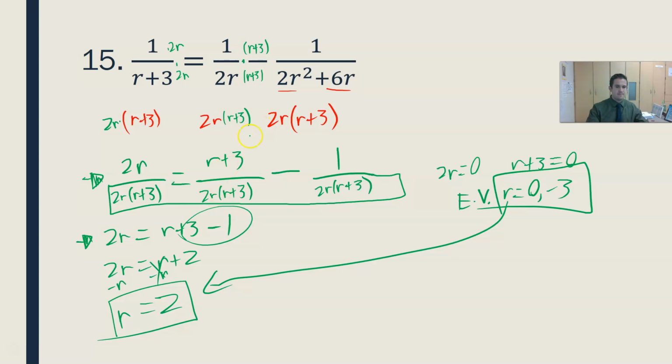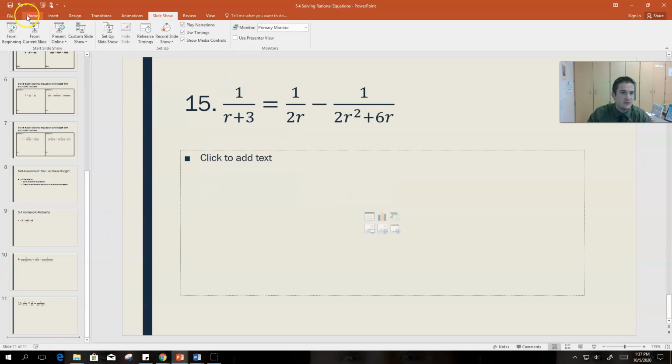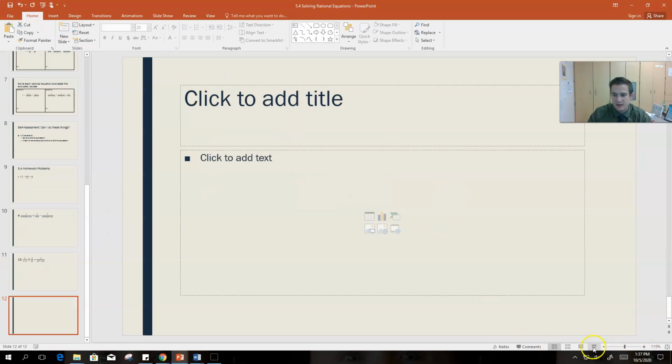Okay, so let me add another slide here. We're going to do one more problem. This one actually is one of the challenge questions, so I lied before. I want to do one of the challenge questions.